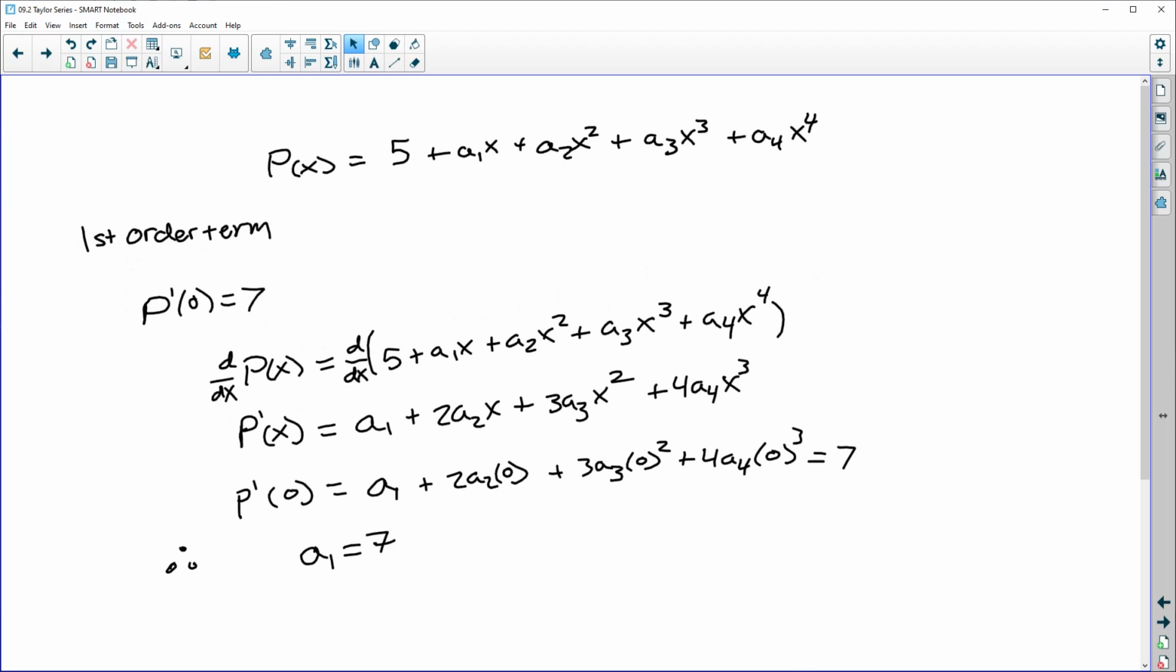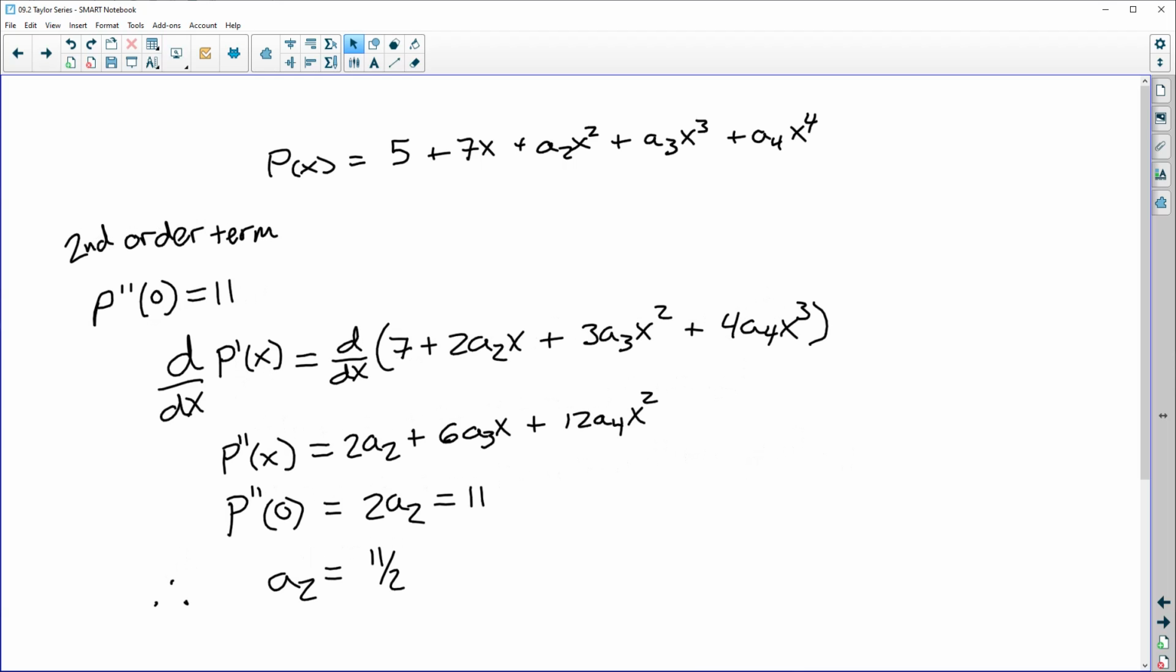Now that we've solved the 0th order term, you can see that the a naught has been replaced with 5. Next, we're going to solve this first order term. The first derivative at x equals 0 equals 7. What we'll do is we'll take the derivative of our polynomial, which leaves us with the constant term going to 0 and the first order term going to a constant. After that, we're going to plug in 0 for x and solve for our initial condition. We find a1 equals 7.